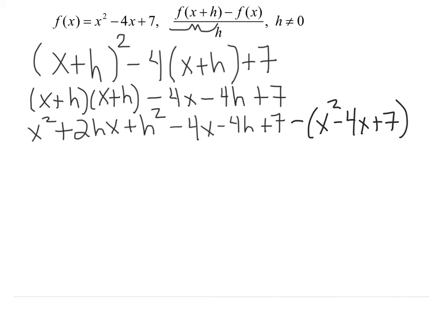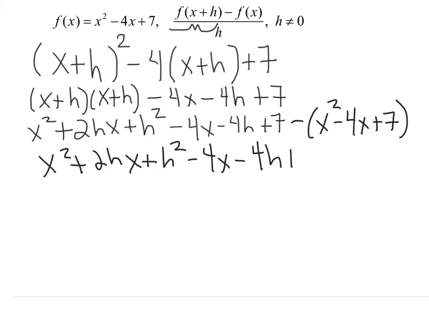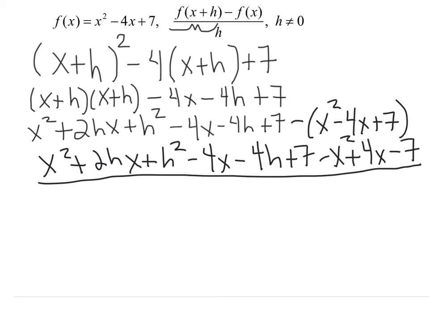All right, so we're going to rewrite our entire numerator. It's x squared plus 2hx plus h squared minus 4x minus 4h plus 7. And now I'm going to distribute this negative sign through the entire parentheses, minus x squared plus 4x minus 7. All right, now we're ready to combine like terms. Don't forget that all of this is still over h as part of our formula.